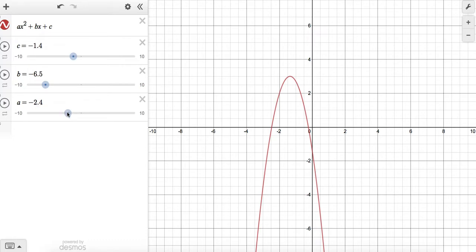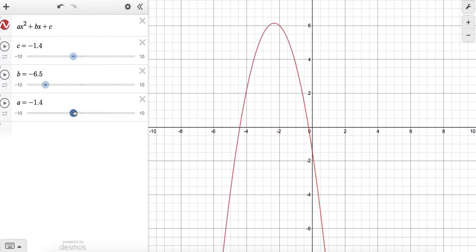Now the a value, we kind of know, as it gets bigger, it's going to stretch, it becomes narrower and narrower, but it's actually getting taller and taller. And as I change it here, it's going to get fatter, shorter and shorter. It's hard to see, but what's actually happening is it's vertically compressing the graph.